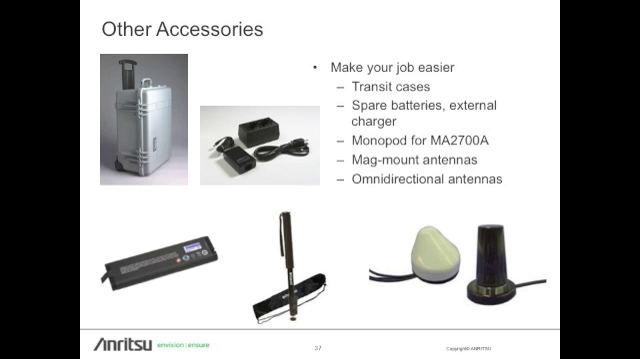There's a monopod for the MA2700. It's a little useful for stabilizing it, but what it's really useful for is lifting the antenna up to be closer to, say, lines on cable TV lines on telephone poles. We've got several mag mount antennas and a bunch of omnidirectional antennas as well.